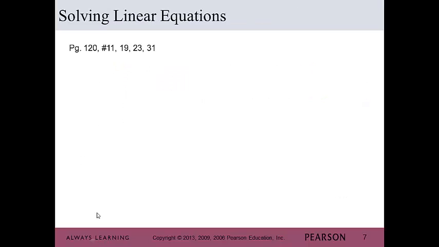Now let's look at some examples. Let's go again to page 120, and we're going to start by looking at number 11. And it says, solve each equation using the addition property of equality. Be sure to check your proposed solutions. And number 11 has x minus 4 equals 19.